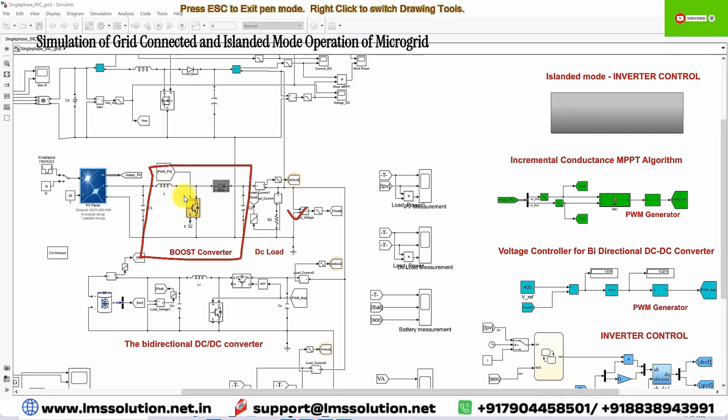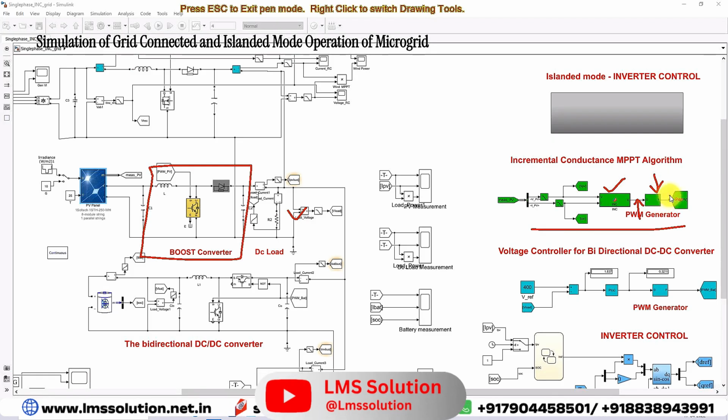And this boost converter is going to be controlled by means of this incremental conductance MPPT. So you have to measure the voltage and current of the PV panel, and it is going to be processed via incremental conductance MPPT. It is going to generate the duty cycle. The duty cycle is going to be processed via PWM generator. So this PWM generator will generate the pulse for this boost converter for extracting the maximum power from the PV panel. It depends upon irradiation and temperature. So PV panel peak power is going to depend upon irradiation and temperature.